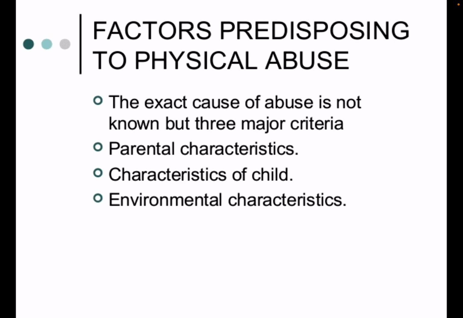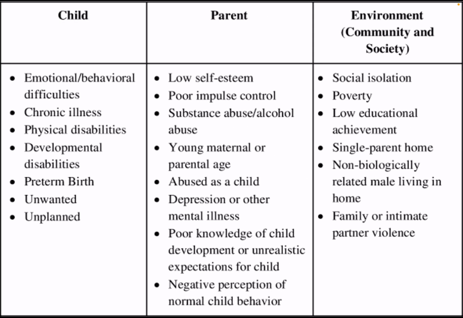Factors responsible for child abuse are factors predisposing to child abuse. The causes are not known exactly, but there may be parental characteristics or parental guardians' behaviors, characteristics of the child, and environmental factors or environmental characteristics. Let's see what these are.